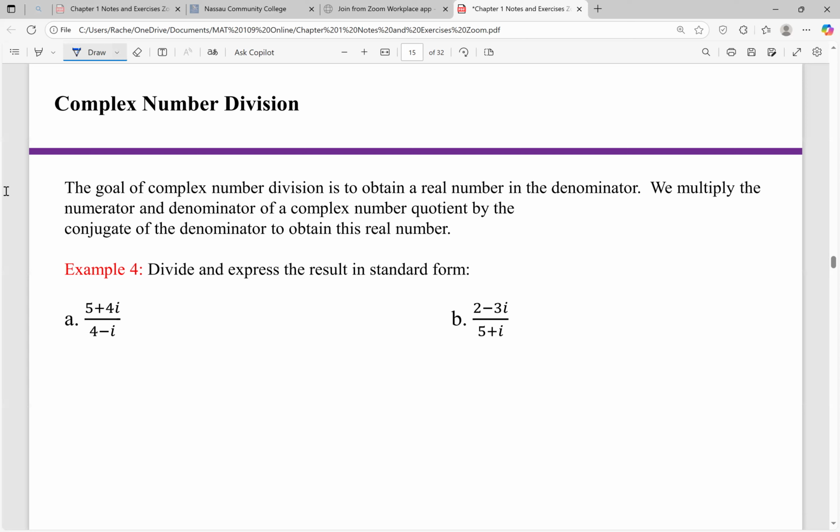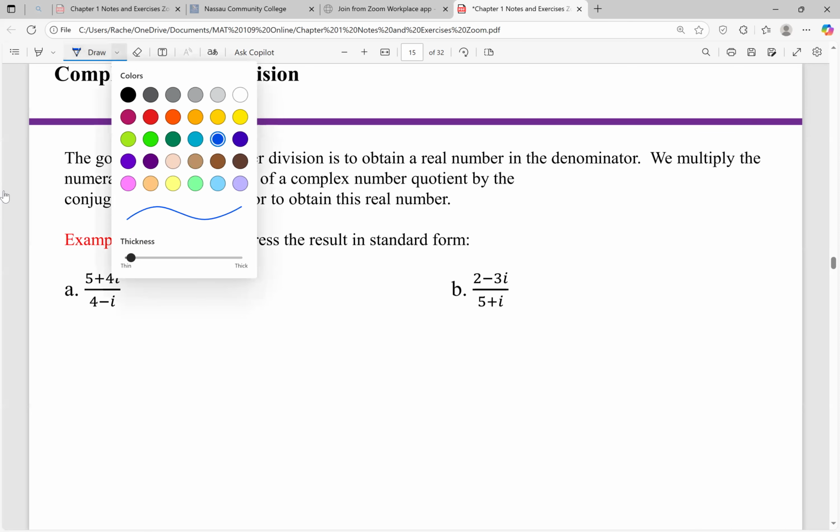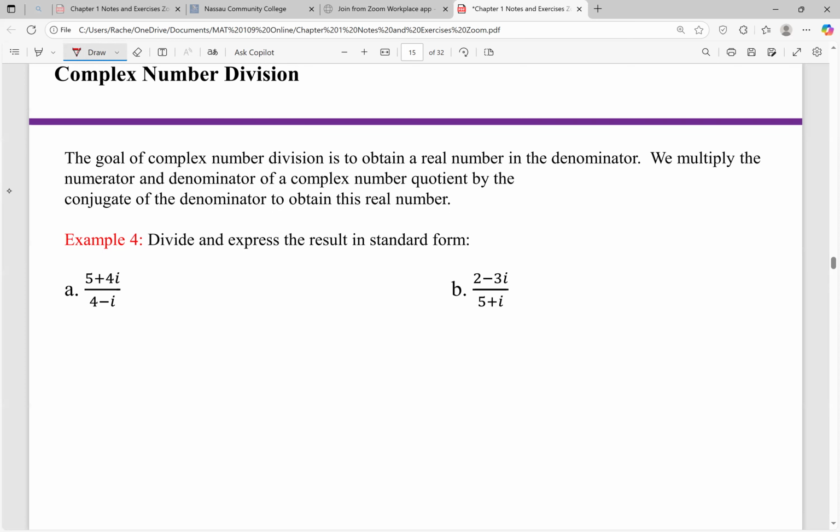So what we're going to do is multiply the numerator and the denominator by the conjugate of the denominator. So look, if I want to divide 5 plus 4i by 4 minus i, I'm going to multiply the numerator by the conjugate of the denominator. So the conjugate of 4 minus i is going to be 4 plus i, and then multiply the denominator by the same thing. Whatever you multiply by the numerator, you have to multiply by the denominator to keep this thing equivalent.